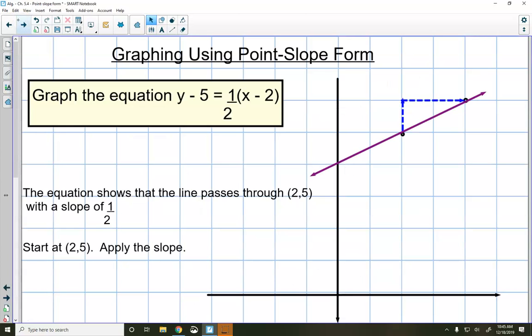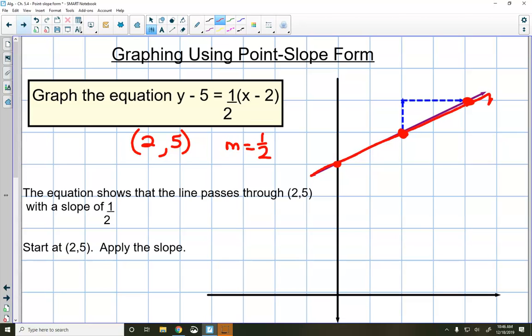You can also graph using point-slope formula. If you have y minus 5 equals 1/2 times the quantity of x minus 2, you can recognize that you have a coordinate point of 2, 5, and a slope of 1/2. So if we were to graph from the origin going to the right 2 and up 5, 2, 5, we could then apply the slope to that coordinate point and graph our line, going up 1 and to the right 2. Or we could do the complete opposite, going down 1 and to the left 2. And there's the graph of our line.